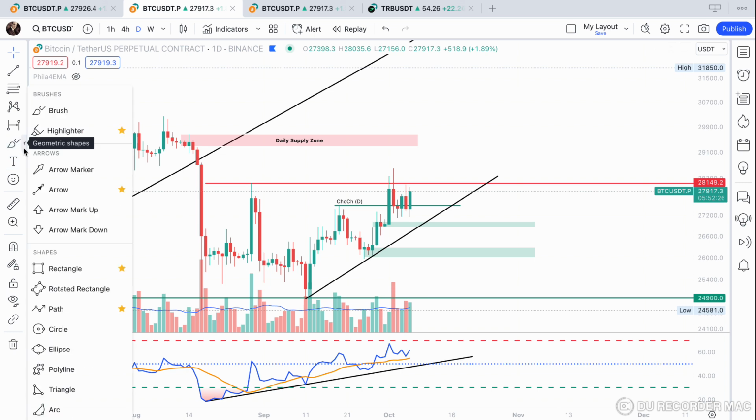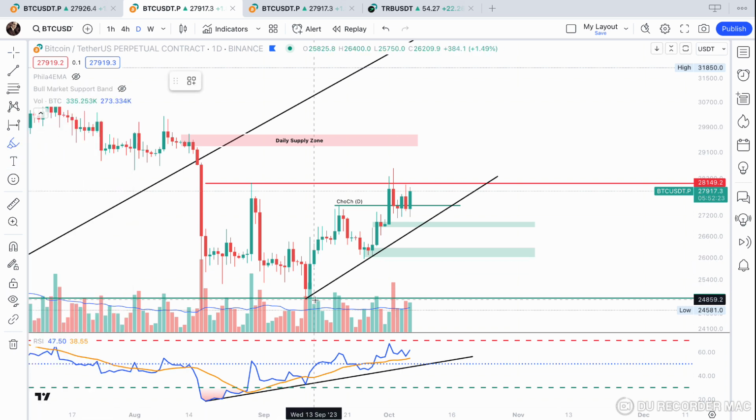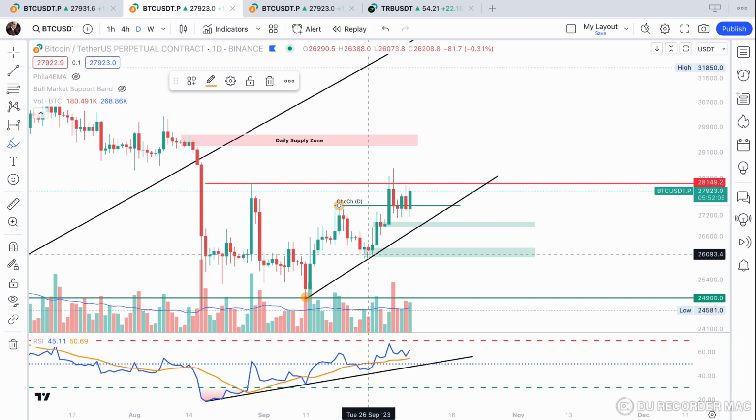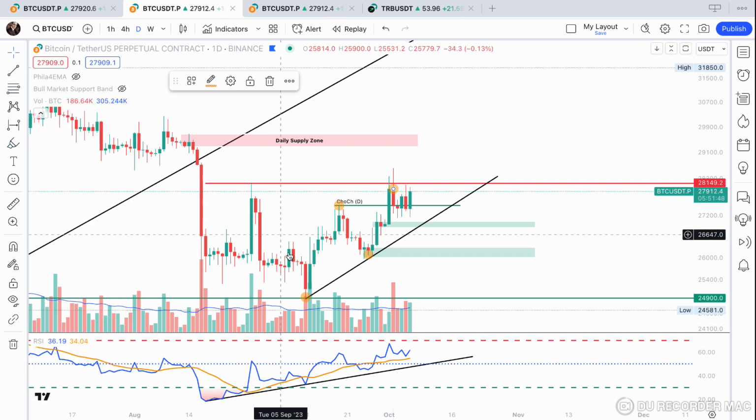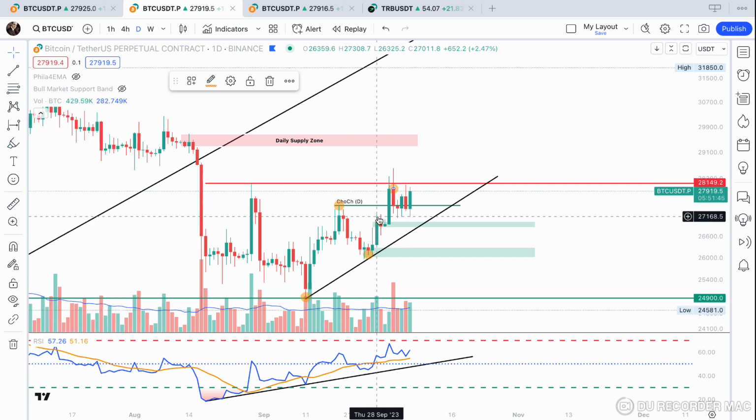Second condition is for the asset to make higher highs and higher lows. We have the September 11th low of 24,800 something, which is a low. We have the September 19th high, so we have a low and a high. We have the September 25, 26, 27 as a higher low, and we have October 1st and 2nd as higher highs. So we can say that the asset is making higher highs and higher lows.